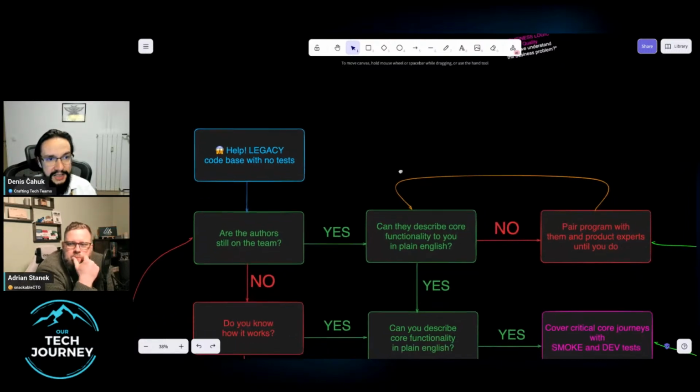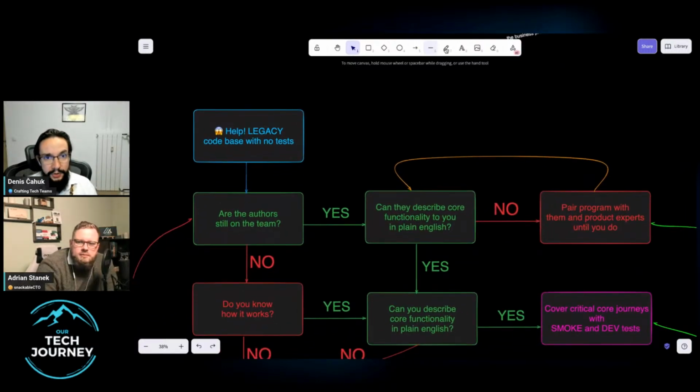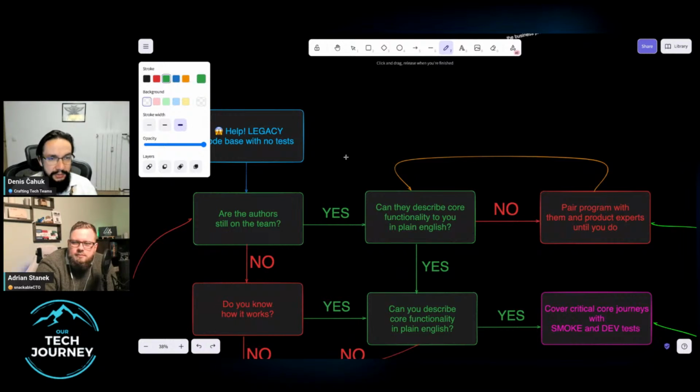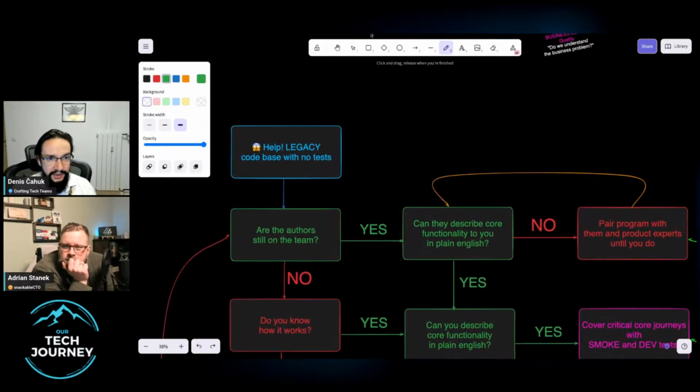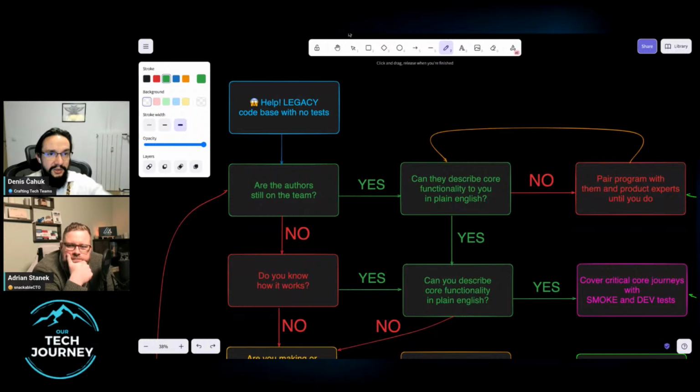Okay, legacy bingo. You are in a company. This is how I would generally go through an audit of a company that has legacy systems. A legacy system being one where you want to make changes to it, it's hard to make changes to it, it's not test covered, and for some reason it's very valuable to the company. Are the authors still on the team? So the authors of the original system that is not test covered. If they are, let's go here.